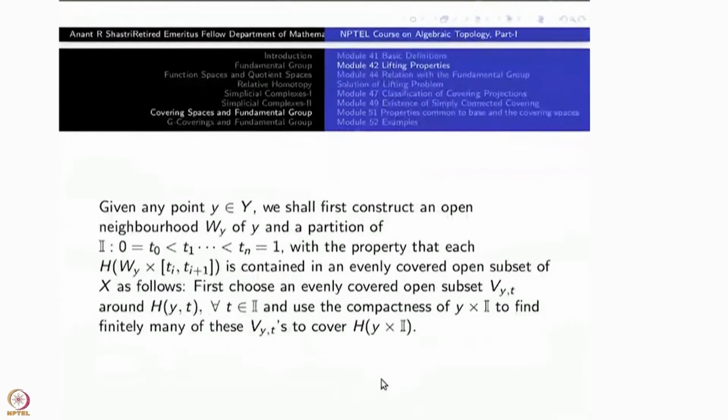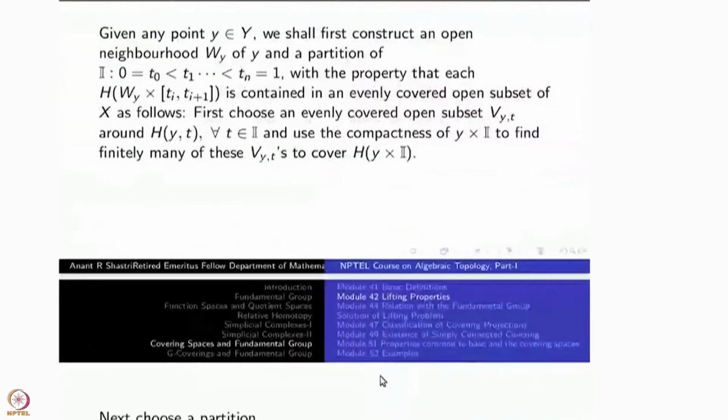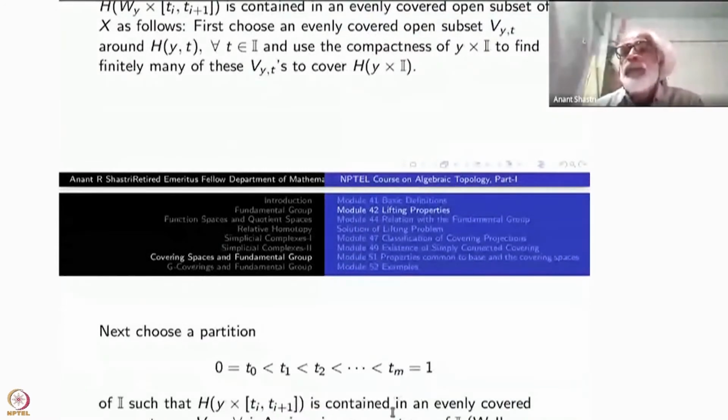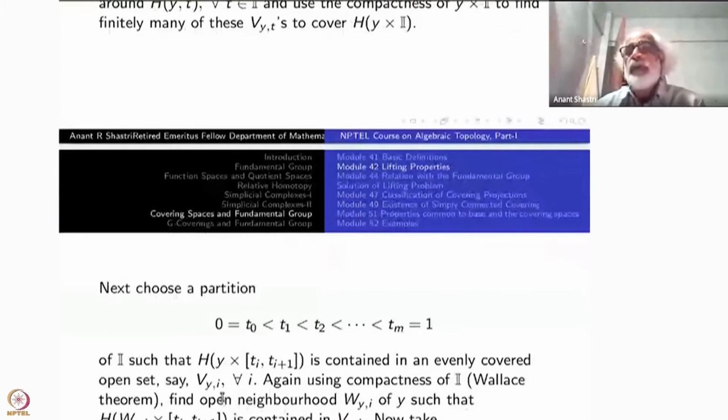Once you have done that, choose a partition. There are only finitely many open subsets, so this is the standard argument with the Lebesgue number for the interval. The interval can be divided into finitely many subintervals such that, for consecutive points ti and ti plus 1, H of y cross the interval from ti to ti plus 1 will go into one of the open sets.